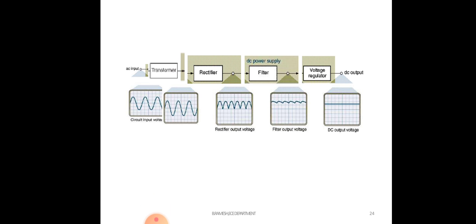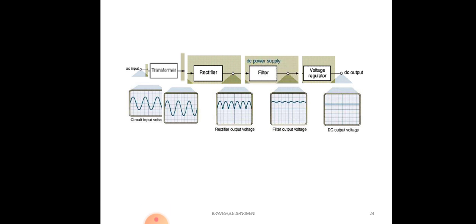Rectifier means converting an AC signal into a pulsating DC signal. So where do we use this rectifier circuit, and what is the purpose of a rectifier? Why are we using a diode as a rectifier? In many electronic equipments, they run with DC voltage only.